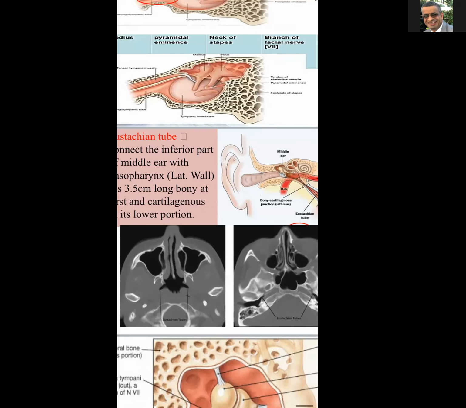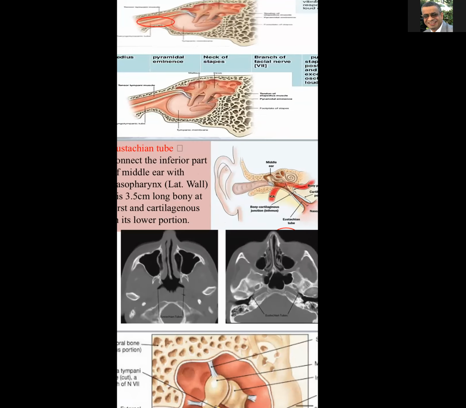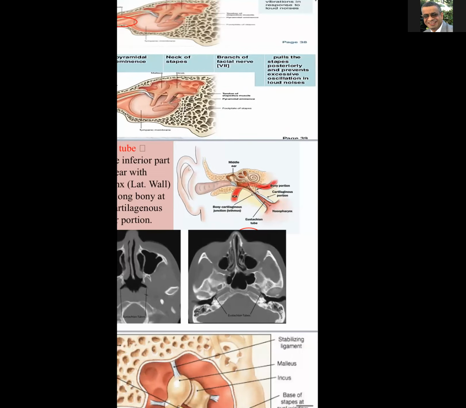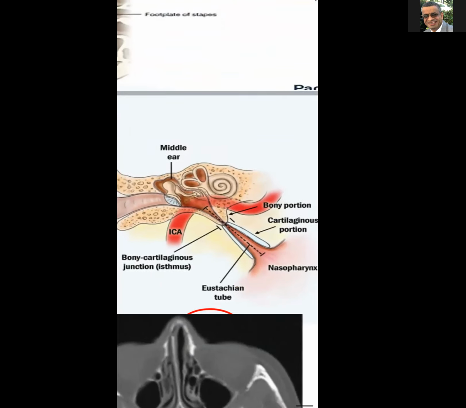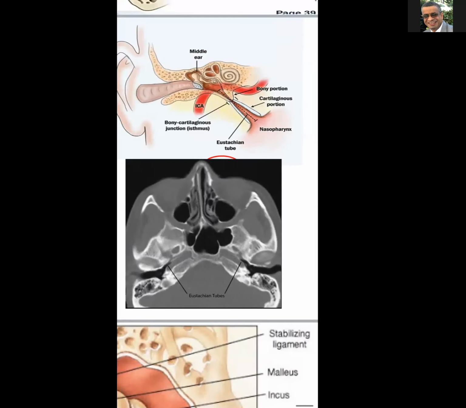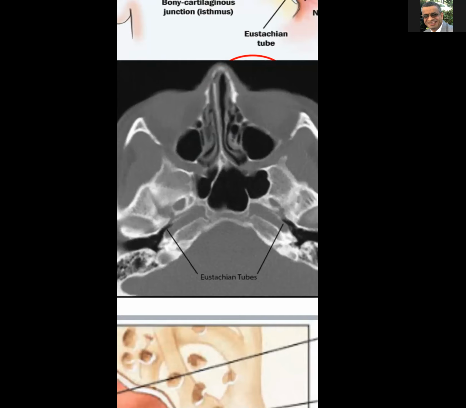The other component of the middle ear is the Eustachian tube. The Eustachian tube is 3.5 cm long and connects the middle ear with the nasopharynx. This is the opposite of the external ear. It is bony at first and cartilaginous in its lower portion, and this is clear in the picture. This is the Eustachian tube. Here is the middle ear cavity, and in its inferior part the Eustachian tube. Also in this picture, the Eustachian tubes bilaterally connect the middle ear to the nasopharynx.